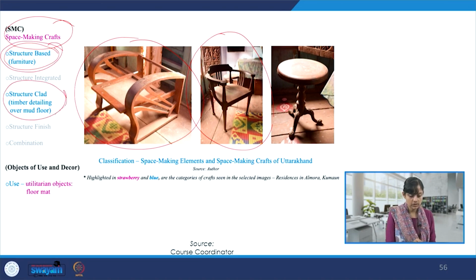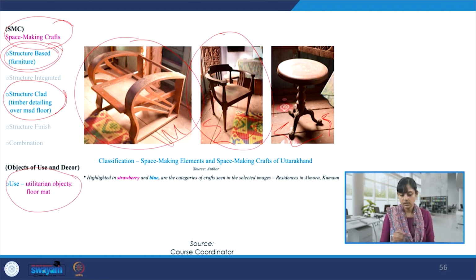We also see structural cladding. So there is a timber detailing over the mud flooring. So those kinds of details we see here. There are also objects of use, utilitarian objects like floor mat. So we see all those kinds of examples. Here there is also again wood carving on the window, which is the likhai kam.